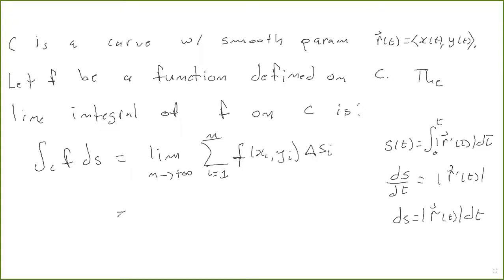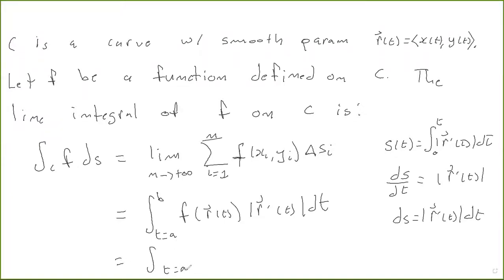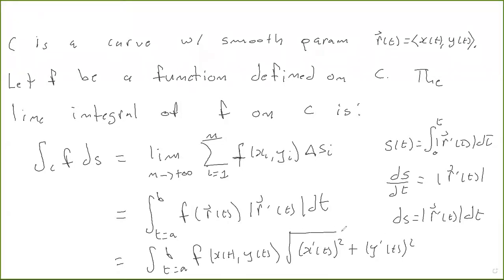Okay, and we're going to use this to help us write this integral as an integral in the variable t. Okay, so this is going to be the integral from t equals a to b of f of r of t times ds, which is the magnitude of r prime of t dt. And another way to write this is the integral from t equals a to b of f of x of t, y of t times the square root of x prime of t squared plus y prime of t squared dt. Okay, so in practice, to compute a line integral, we use this expression right here.